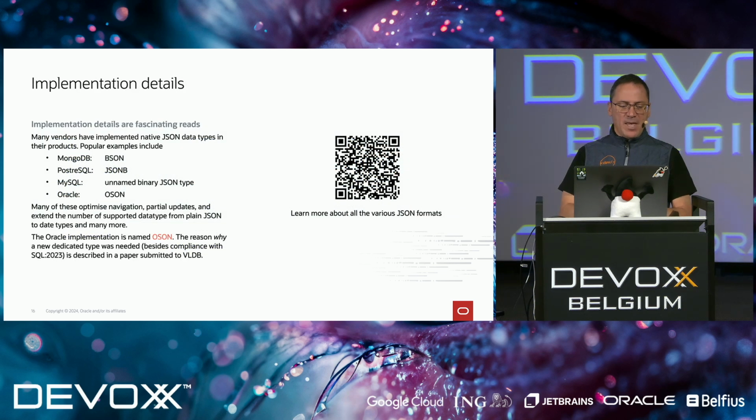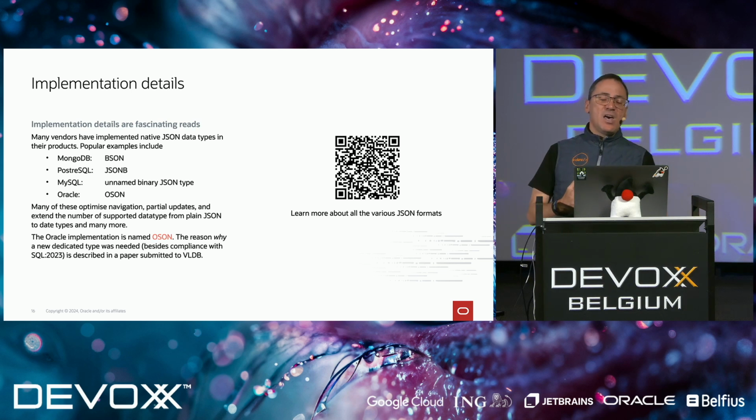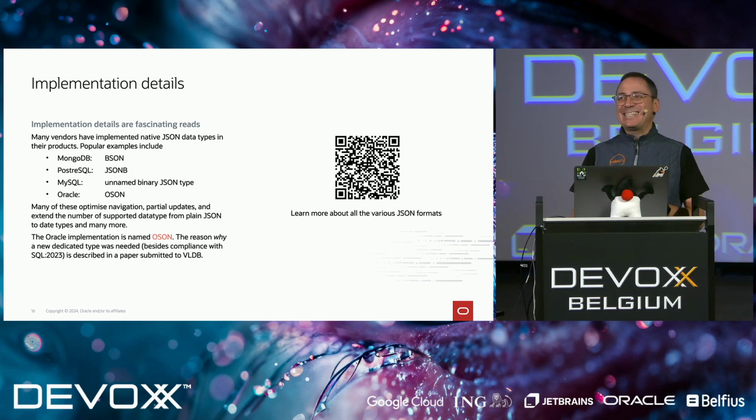So, in terms of implementation details, Mongo, Postgres, MySQL, and Oracle use different binary formats. Some of them optimize for streaming, some other optimize for space, some other optimize for read. So it depends on the kind of data that you have, the volume of data, and the SLAs that you have in your applications, that you will go with one or the other.